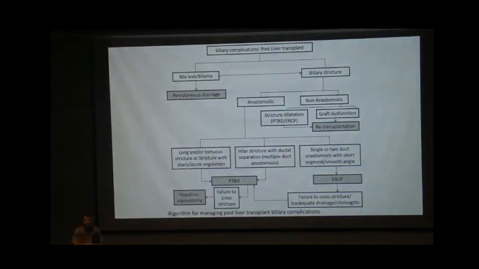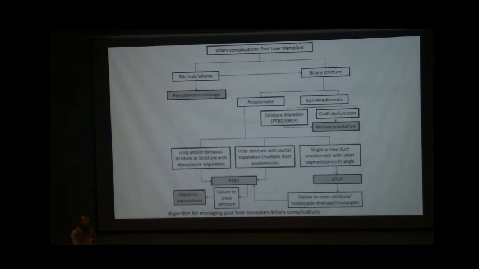So with this, finally, I'll come to the algorithm which we had given in that paper, on how to go about management of biliary complications. If we find a bile leak or a biloma, first we do a percutaneous drainage, and along with it, definitely there will be a stricture, unless it is a non-anastomotic bile leak. If it is an anastomotic stricture, we can assess it in a different way. If it is a non-anastomotic stricture, we can do a PTBD or ERCP, but at some point of time there will be a graft dysfunction and a retransplantation may be required.